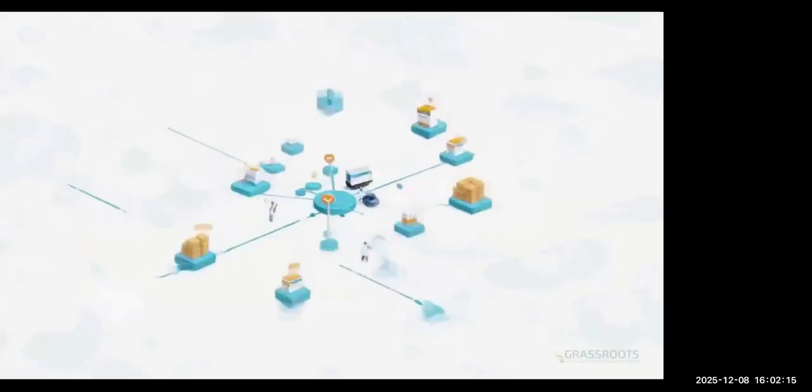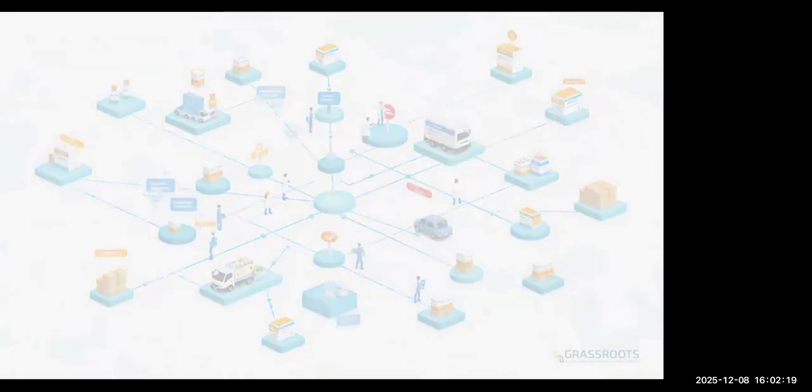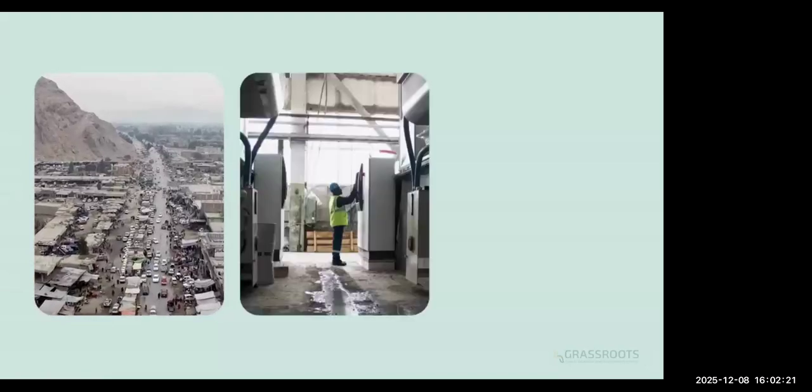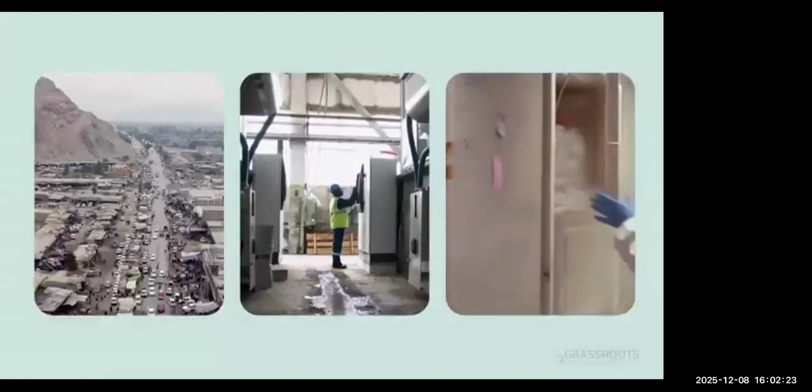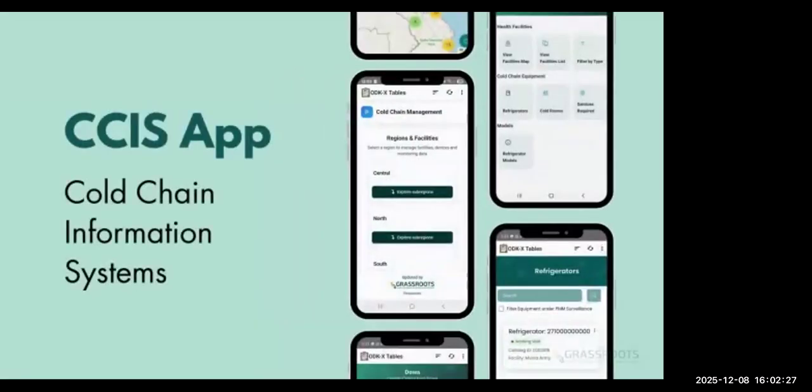Imagine opening an app and instantly seeing the entire cold chain network come to life. Every region, every facility, every refrigerator, all in one intuitive view. This is the CCIS app.